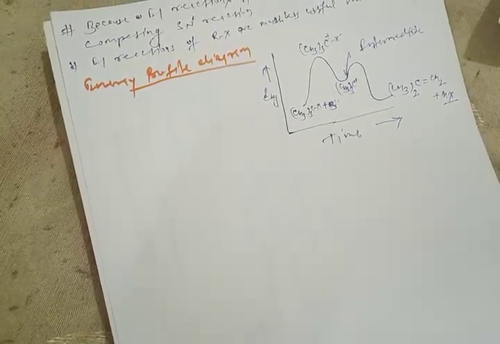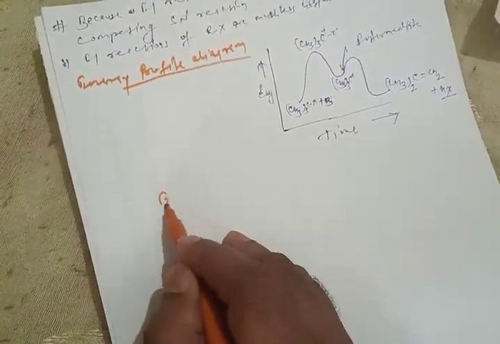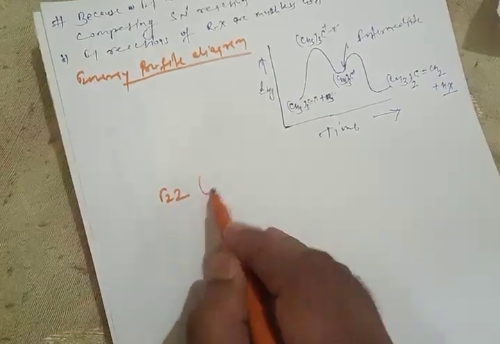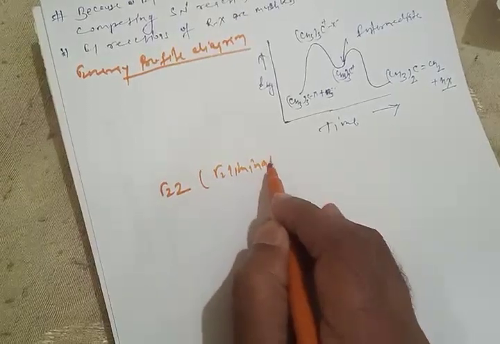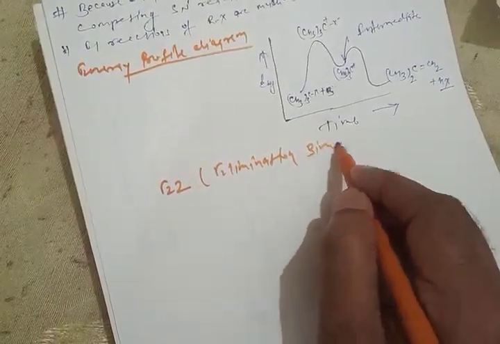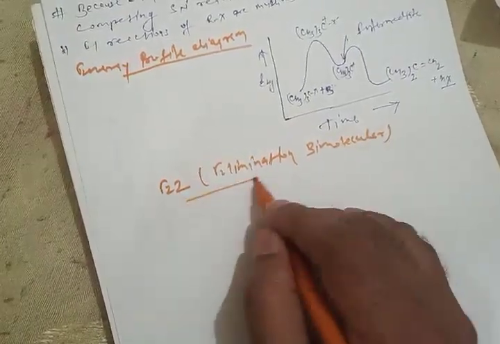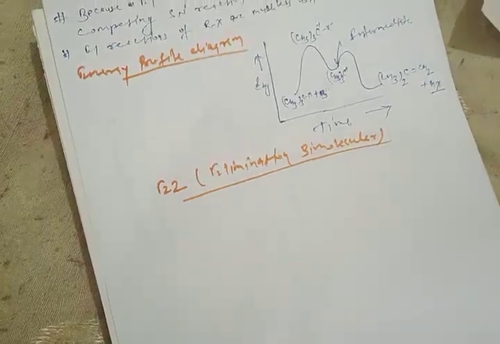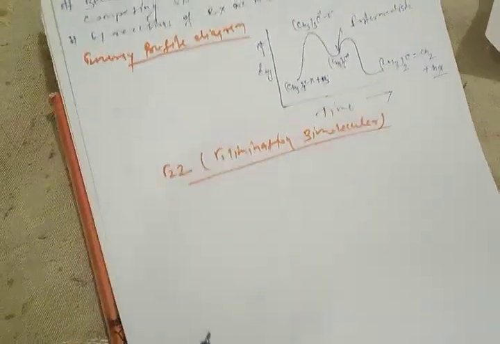Now let's talk about the second type of reaction, that is E2, elimination bimolecular. Here let's start with the reaction and the mechanism.